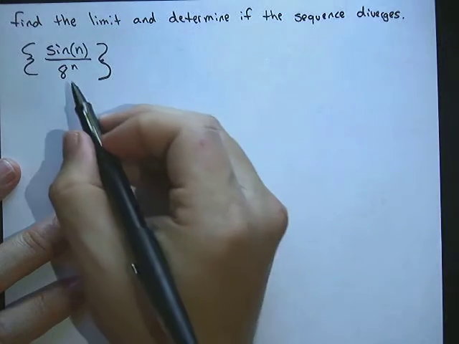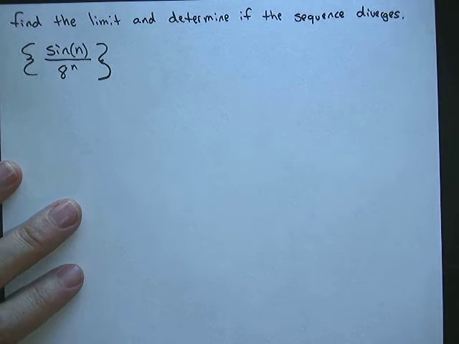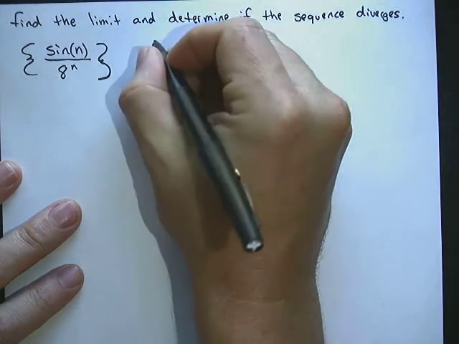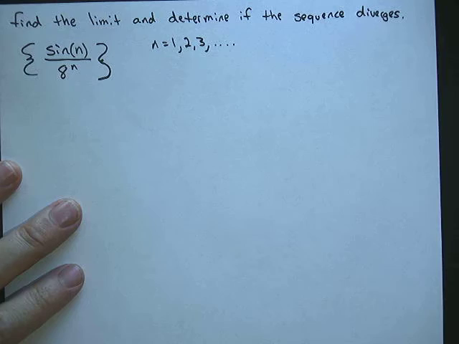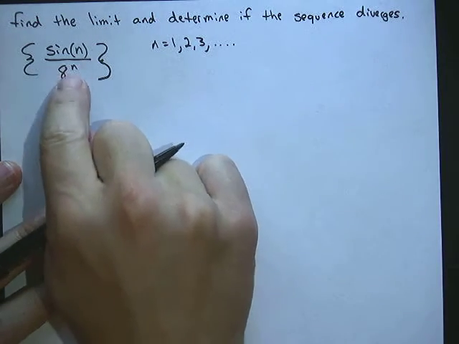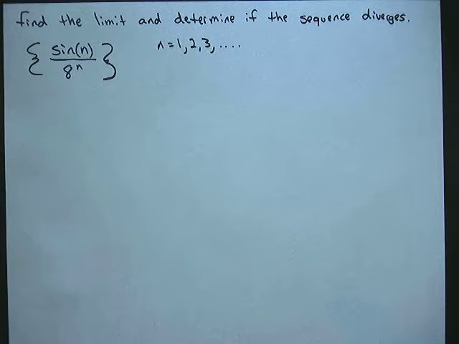And then the 8^n function, well, as n gets larger, starting with n equals 1, 2, 3, and so on, this denominator gets larger very quickly, and that means that oscillation is going to be divided by an increasingly large number.